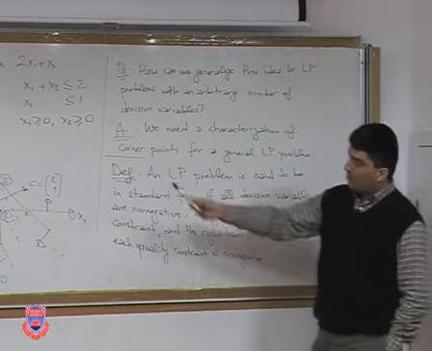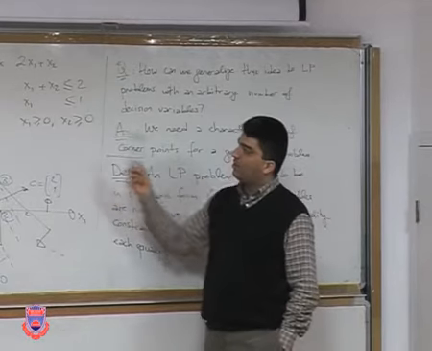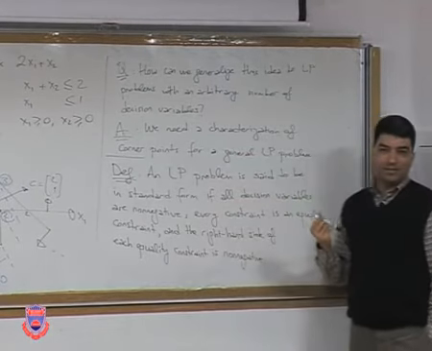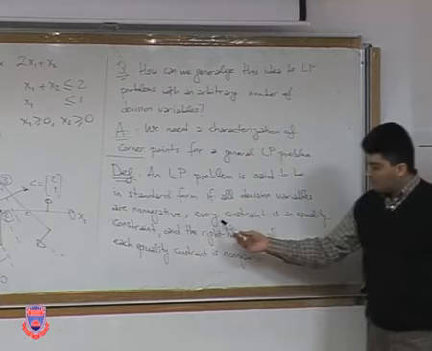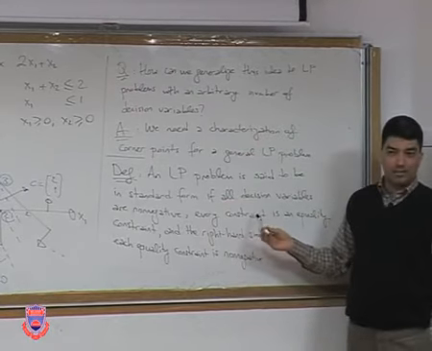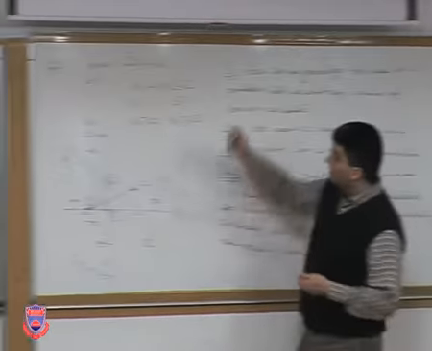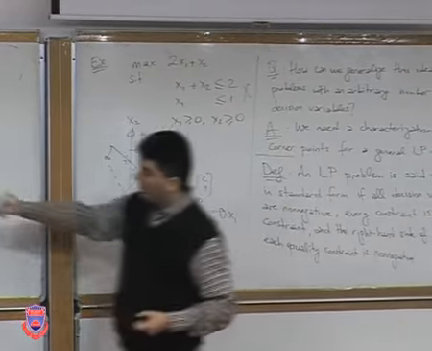For example, let me look at this problem. Would this be a problem in standard form? What property fails? Not every constraint is an equality constraint, basically, right? So this problem is not in standard form, but this problem is in standard form.